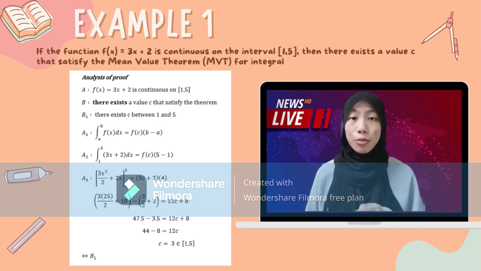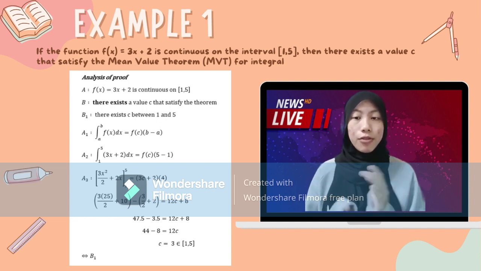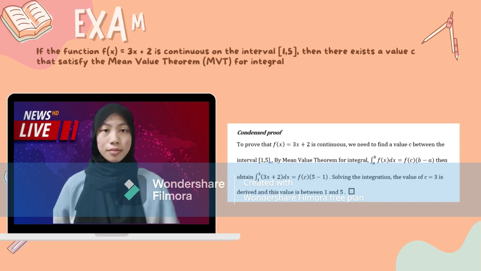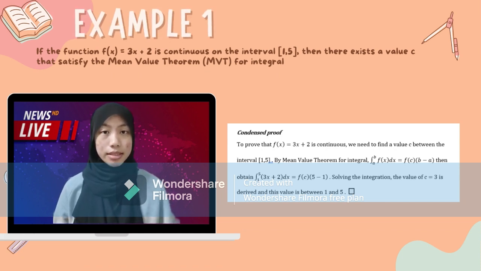And then we apply the formula by substituting the information given in the hypothesis. So A2 will be the integral from 1 to 5 of 3x plus 2 dx equals f(c) in bracket 5 minus 1. And then lastly A3, we have to integrate and solve the function, and we get c equals 3, and we know that 3 is in between 1 and 5, so we can show that A3 is logically equivalent to B2.